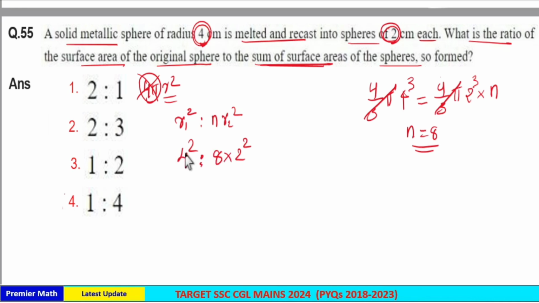Now this is 16 and 8 into 4 is 32. So 16 goes 2 times in 32. So 1:2 is the ratio. Option 3 is your answer.